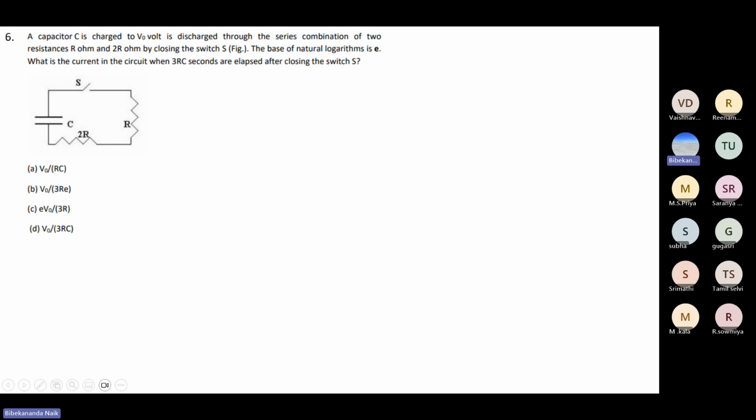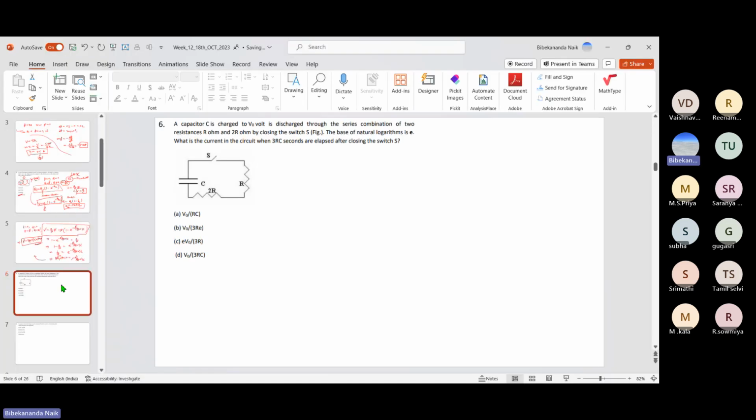So in the previous question we discussed the case of charging of a capacitor. Now in this question it is the case of discharging of the capacitor. So there is a different relation for discharging of the capacitor. I will give you a few minutes to try this question and then I will solve it. For your convenience, let me give you the relation which is used here.